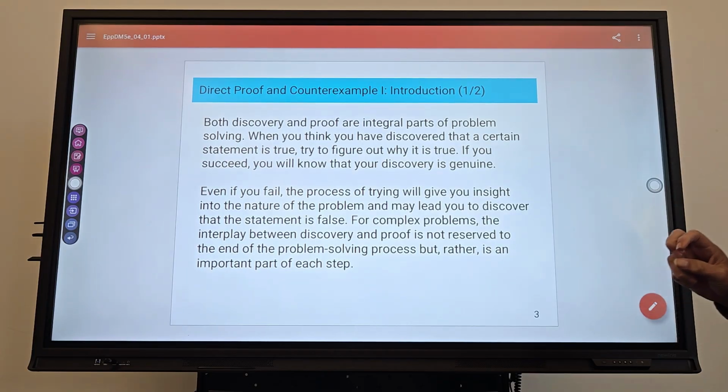Introduction. Both discovery and proof are integral parts of problem solving. When you have discovered that a certain statement is true, try to figure out why it is true. If you succeed, you will know that your discovery is genuine. Even if you fail, the process of trying will give you insight into the nature of the problem and may lead you to discover that the statement is false. For complex problems, the interplay between discovery and proof is not reserved to the end of the problem-solving process, but rather it is an important part of each step.